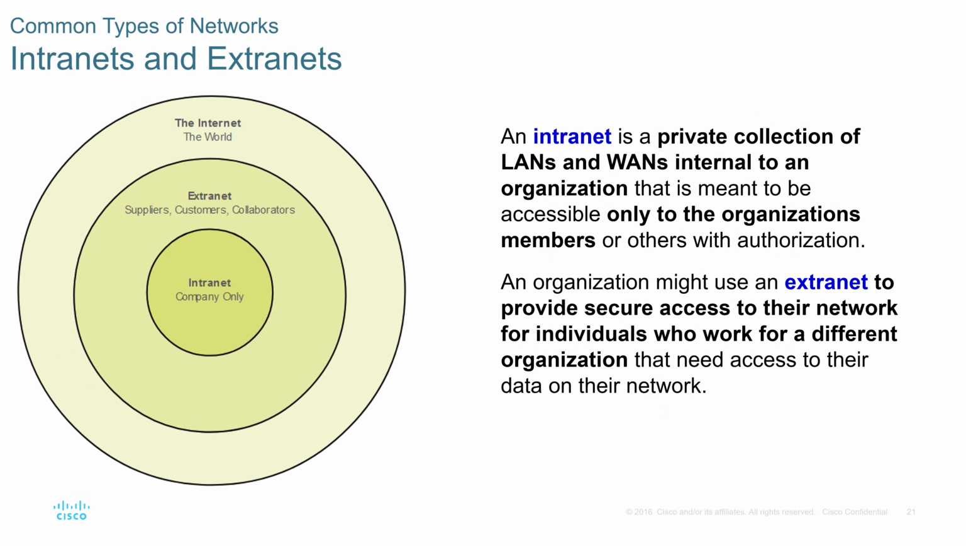The common types of networks include the intranet, which only has access between the company communication devices; the extranet, which includes the customers, suppliers, and collaborators, who may not be in the same geographical area as your company; and the internet, which is the World Wide Web. The intranet is a private collection of LANs and WANs, which is internal to the organization, that is meant to be accessible only to the organization's members or others with authorization.